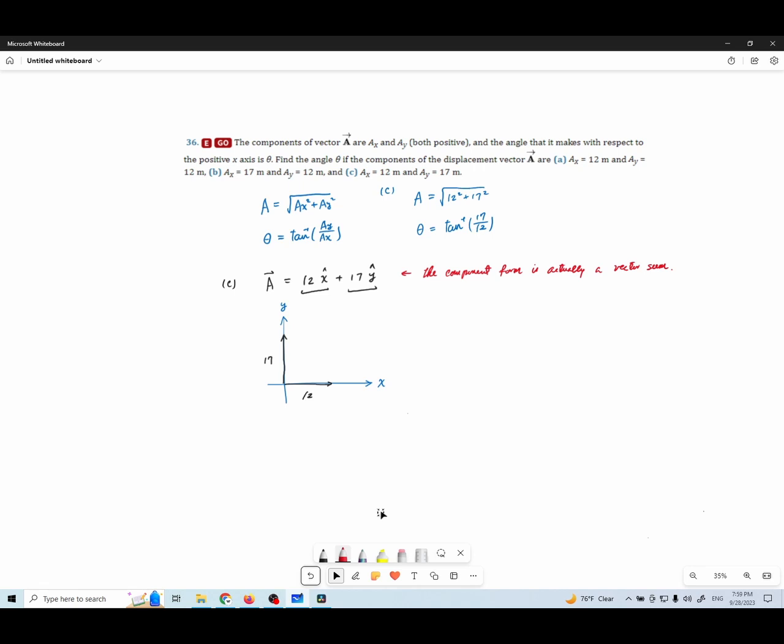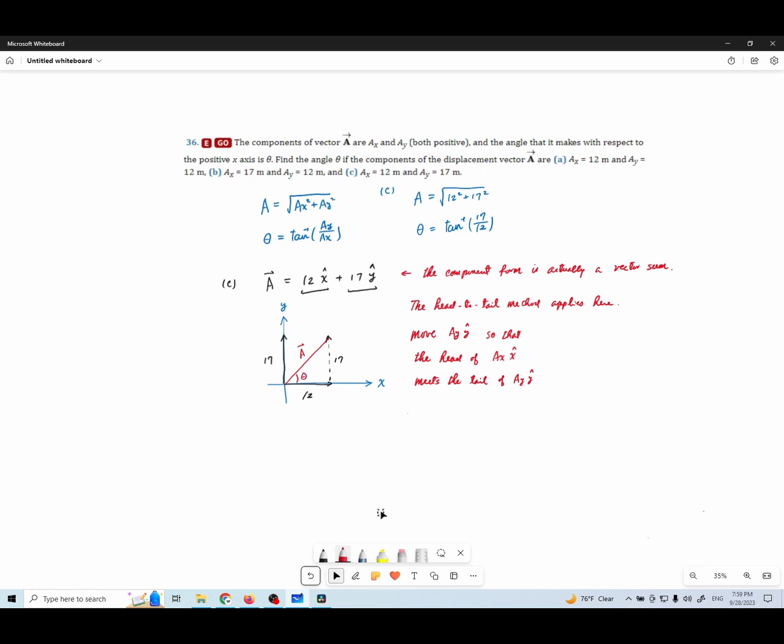We call it the head-to-tail method, where we will move a vector so that the head of one meets the tail of the other. So we will move the second, or the y component, so that the head of x meets the tail of y. If we draw a line from the beginning to the end, we will have the vector sum, which is the hypotenuse of the triangle that you see here.